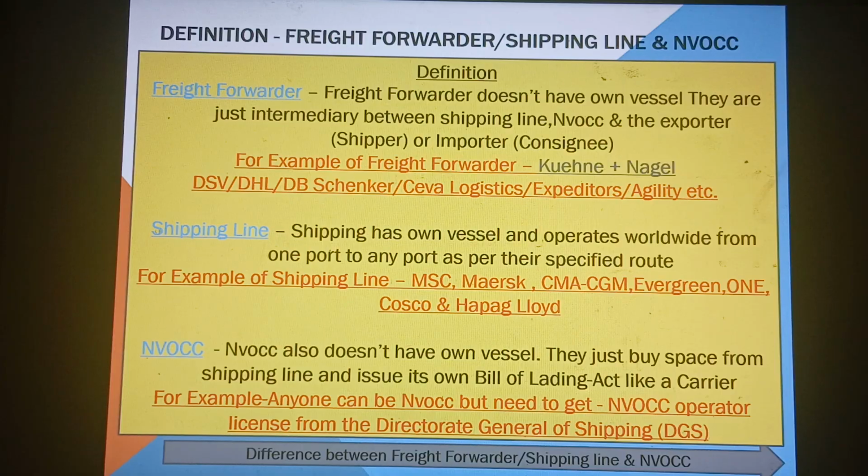So first we'll discuss the freight forwarder. A freight forwarder doesn't have its own vessels. They are just an intermediary between the shipping line or NVOCC and the exporter or importer. The exporter is the shipper, and the importer is the consignee.